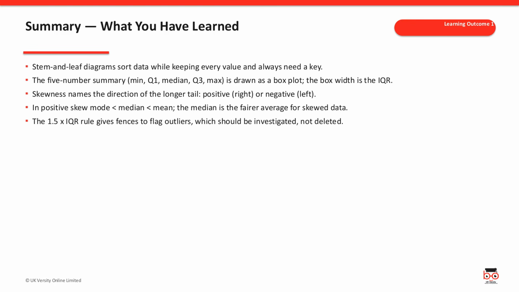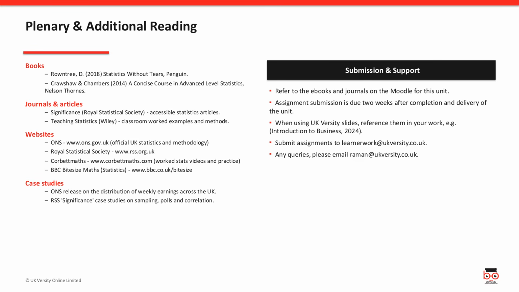Let's pull it all together. Stem and leaf diagrams sort your data while keeping every value, and they always need a key. The 5-number summary becomes a box plot whose box width is the interquartile range. Skewness names the direction of the longer tail, positive to the right or negative to the left, and in positive skew, the mode is below the median, which is below the mean. And the 1.5 times interquartile range rule gives you fences to flag outliers, which you investigate rather than delete. That wraps up our first outcome on picturing the shape of data.